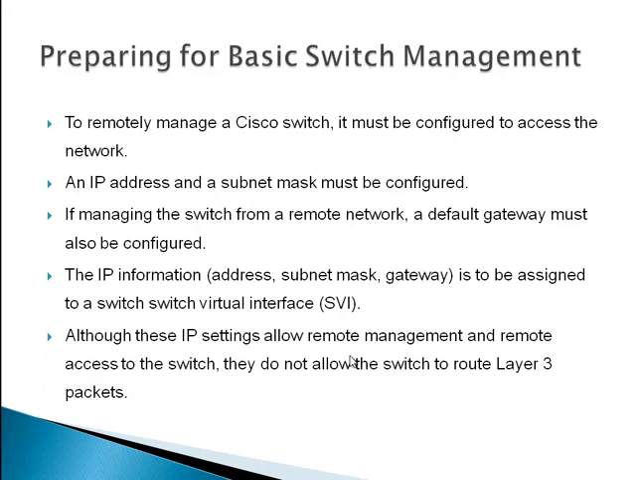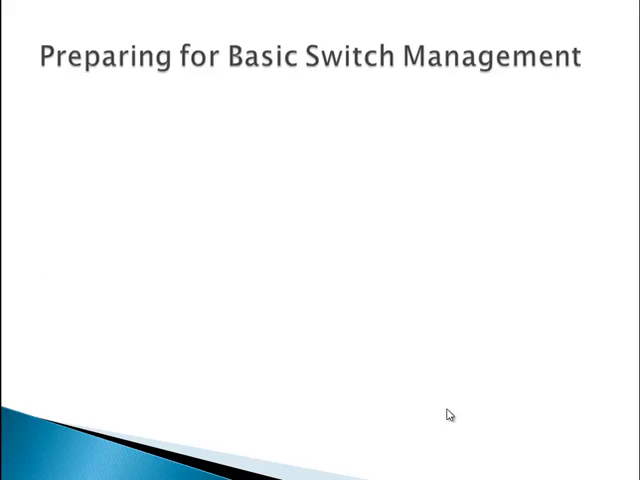Although these IP settings allow remote management and remote access to the switch, they do not allow the switch to route layer 3 packets. So the switch is still layer 2, it doesn't understand IP or routing. It's just got one IP address for you to be able to manage it. It's like a PC, it's got one IP address for you to be able to manage it.